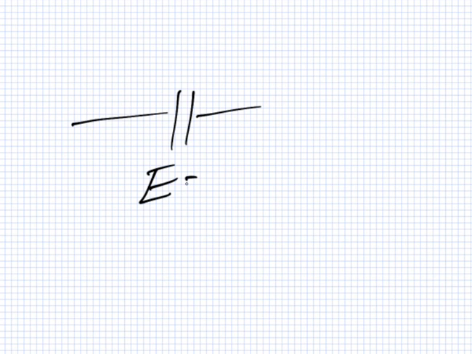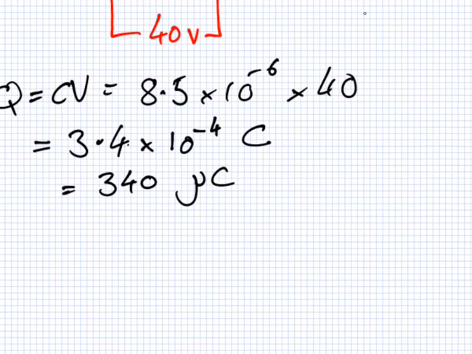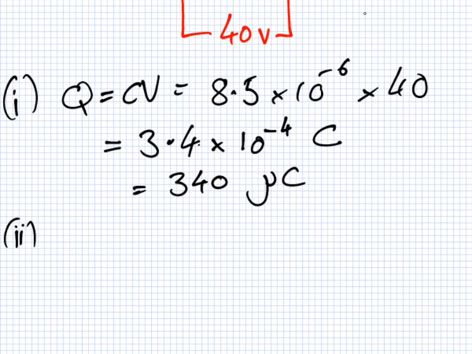Alright. Do you have this? The B part is a little calculation. So it's 8.5 and 40. What you have here is a capacitor, and the voltage is 40 volts, and the capacitance is 8.5 microfarads.